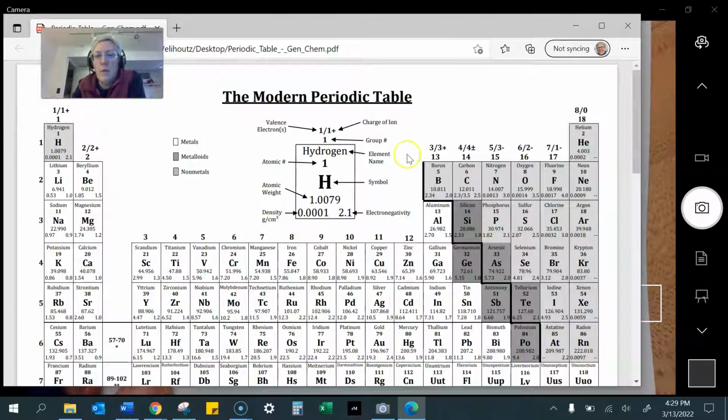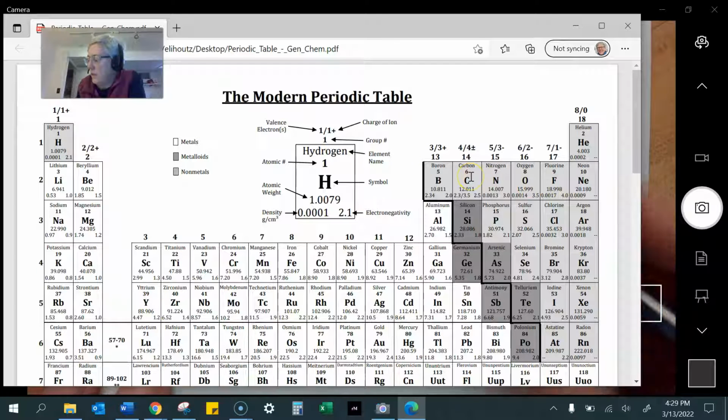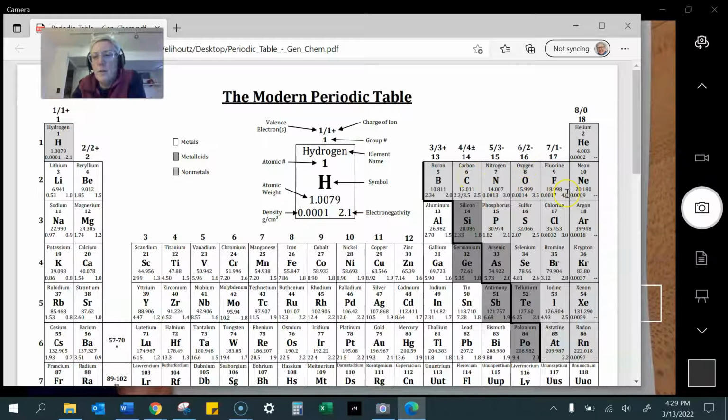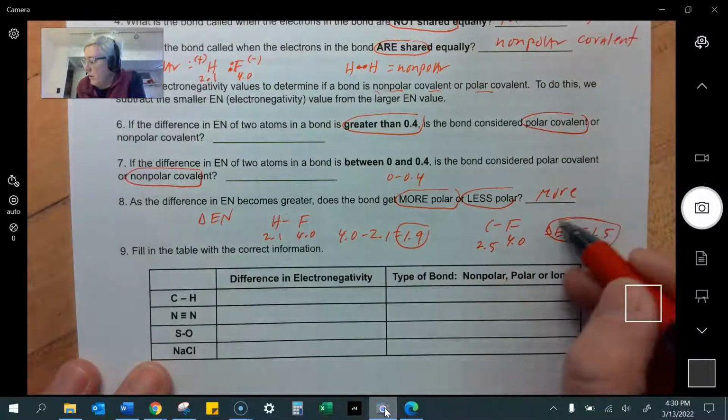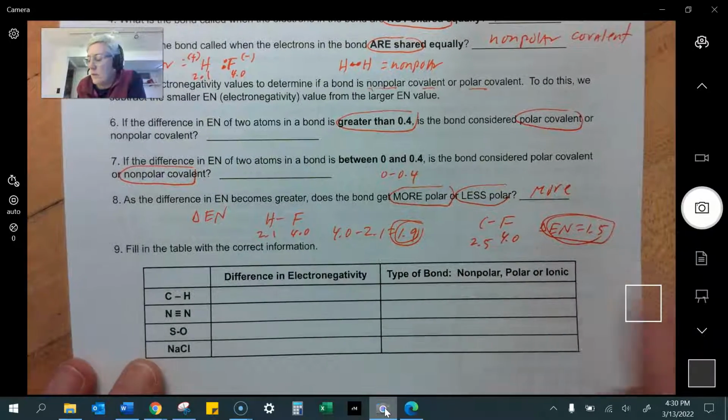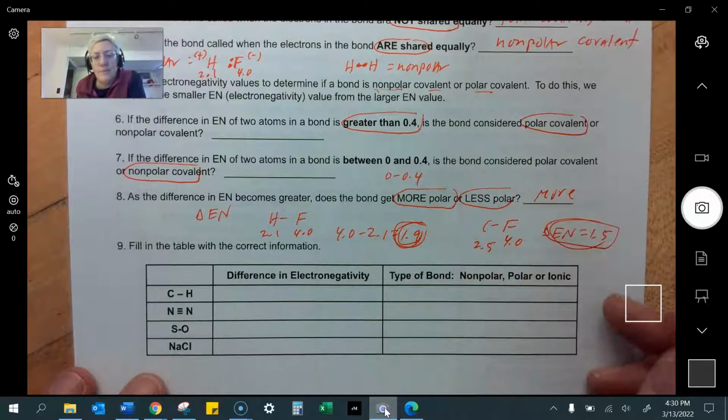On the other hand, if we have a C to F bond, F has an electronegativity of 4.0. C has an electronegativity of 2.5. Now, if I subtract those, I get 1.5. So 1.5 versus 1.9. I guess you can't see my paper. 1.5 versus 1.9. So this is more polar.